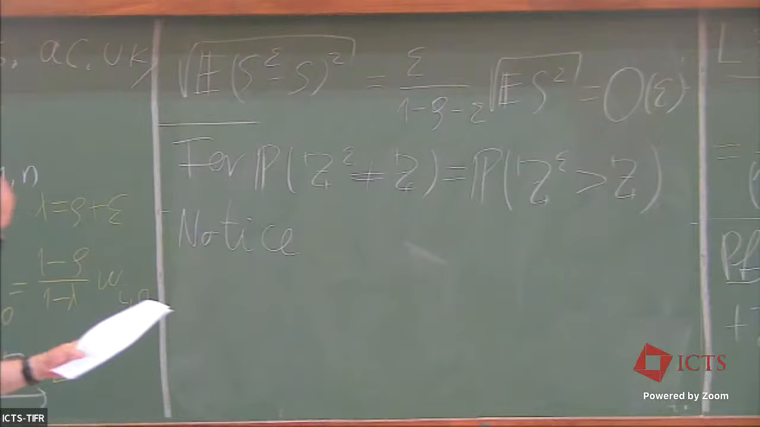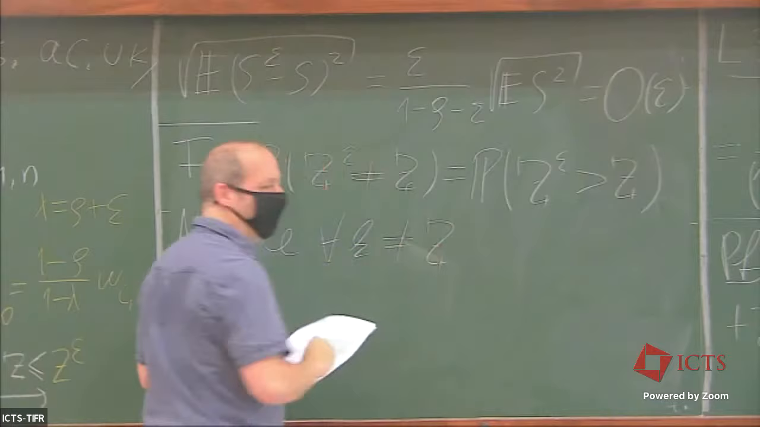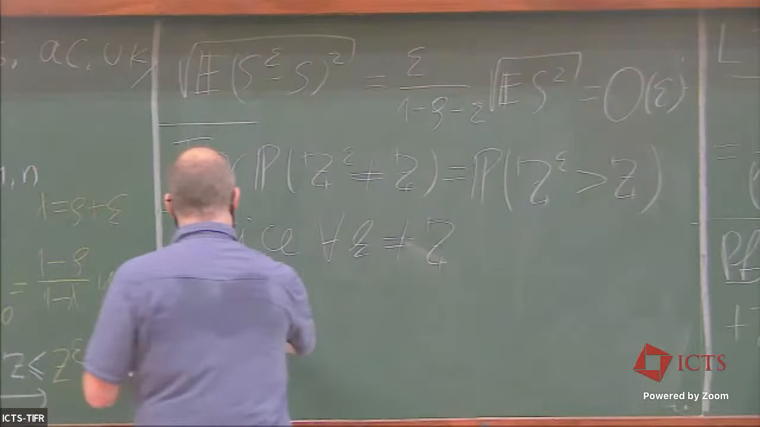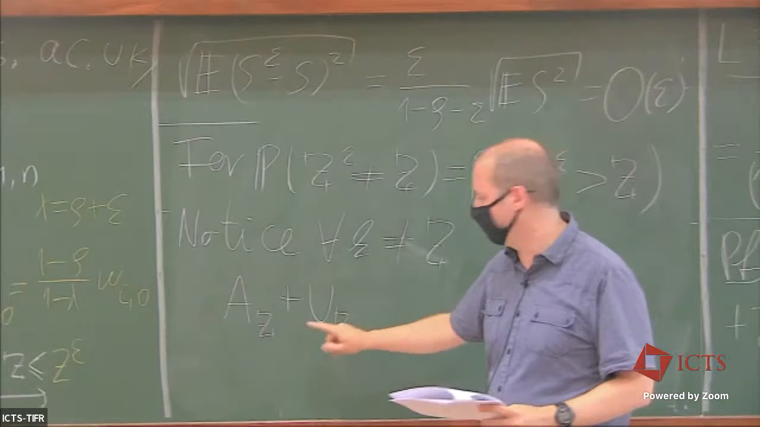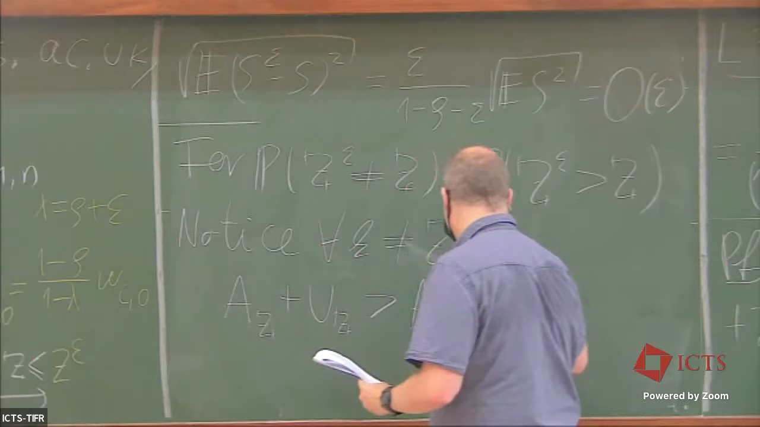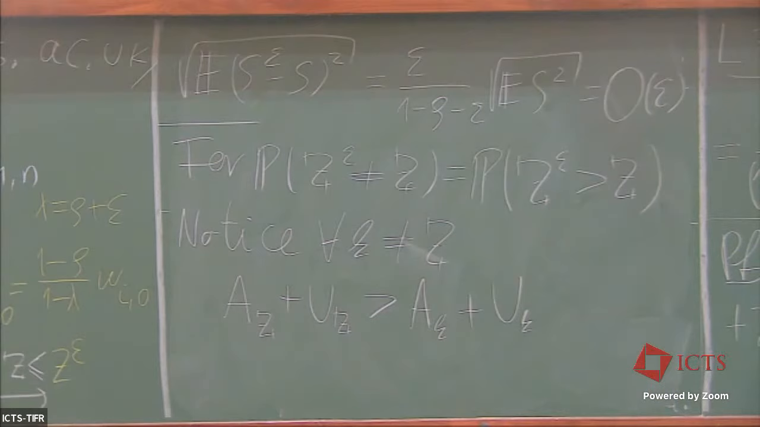So for any K that's not the exit point, I can only do worse than for the exit point in the following sense. If I take AZ plus UZ, that is the last passage time, the optimal last passage time, so the weight collected in the bulk plus the weight collected on the axis, that has to be strictly bigger than if I exit anywhere else. Exiting anywhere else is suboptimal. It's not going to give me the longest path, okay? So that's for every K that's not Z, almost surely.